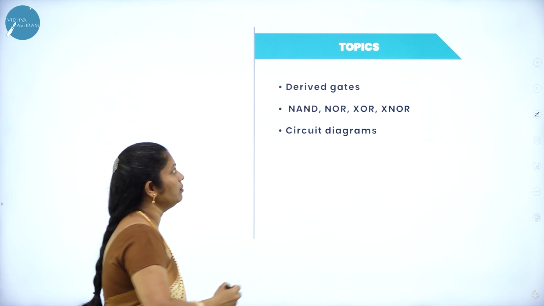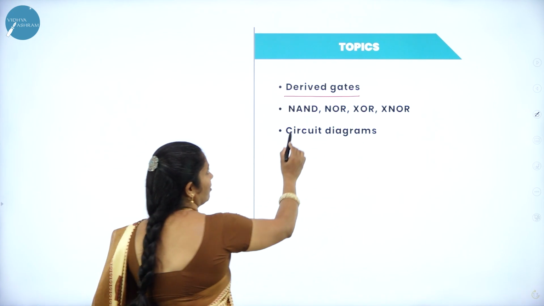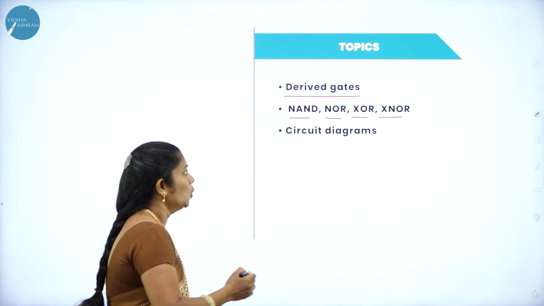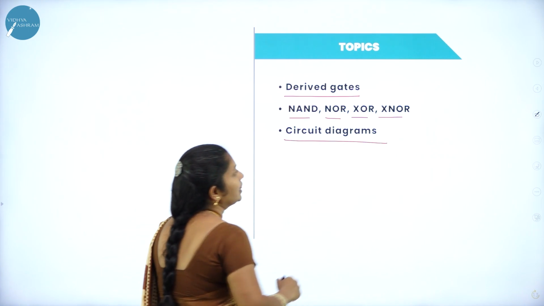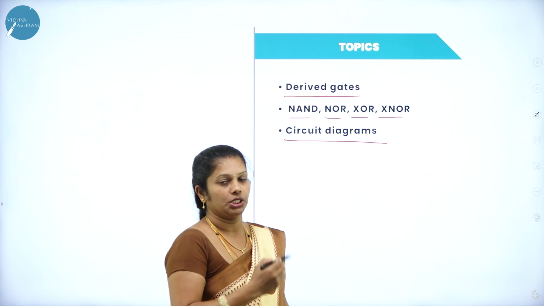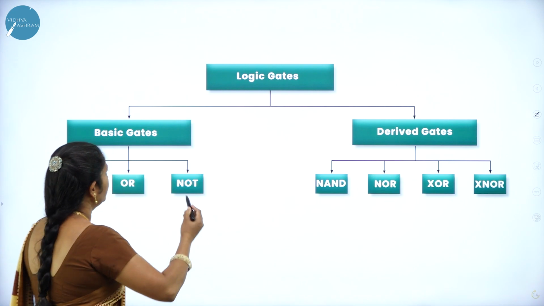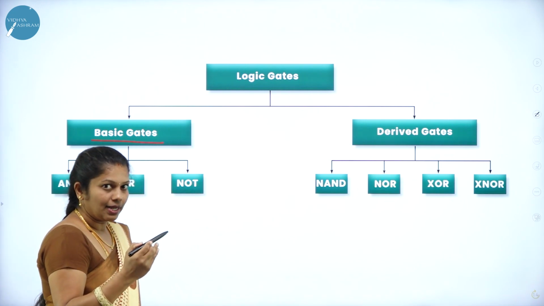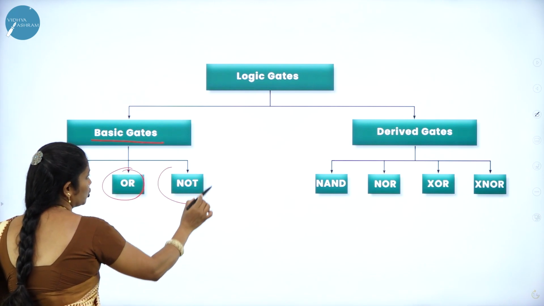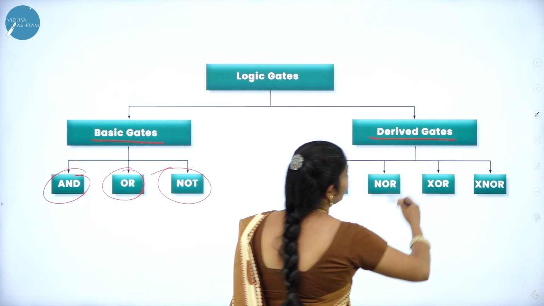Today you will come to know what we mean by derived gates. Under that, the derived gates are the NAND gate, NOR gate, XOR gate, and XNOR gate. With that, you will come to know about the circuit diagram, how to write a circuit diagram for a given equation. In this session, you will learn about that. You already know what basic gates are: under basic gates, you studied the AND gate, OR gate, and NOT gate. Today you will come to know about the derived gates.